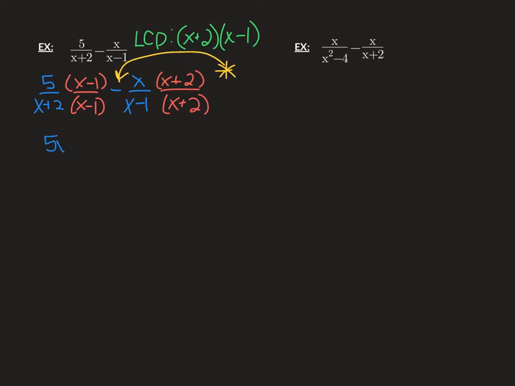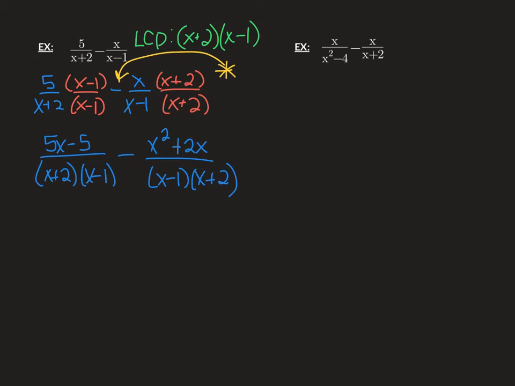So I would get 5x minus 5. In the denominator, I'm not going to do that. I'm going to leave the denominator alone, minus, and again, I'm going to multiply the top, so we get x squared plus 2x if I look at multiplying those two. And again, I'm going to leave the denominator alone. I think it's easier to leave the denominator in its factored form. You can multiply it, it's just easier to leave it.